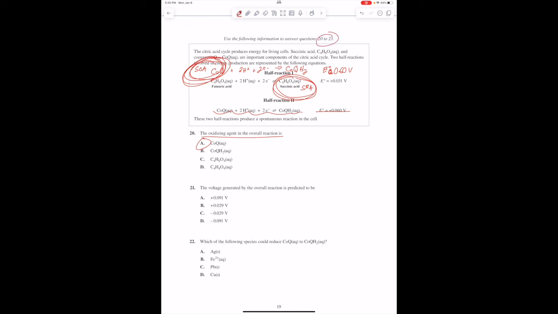The voltage generated by the overall reaction is, okay, so this one I write forwards, and so the voltage is what it is, 0.060. But the bottom one I have to flip. That's positive, it becomes negative 0.031 volts. And I subtract those, and I get a positive 0.029, sorry. Okay, and so my answer is B.